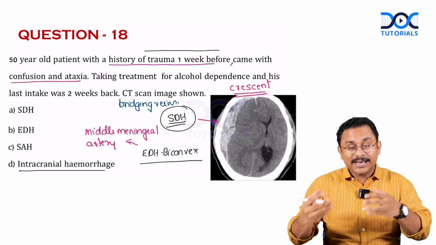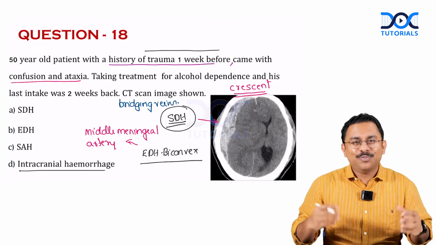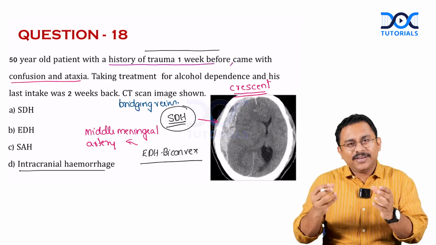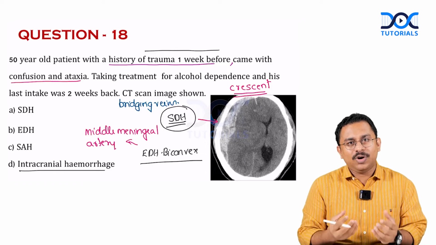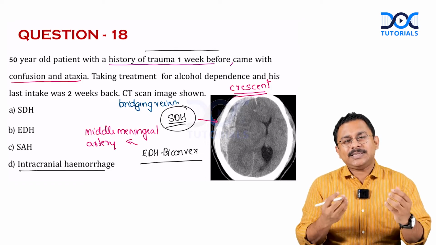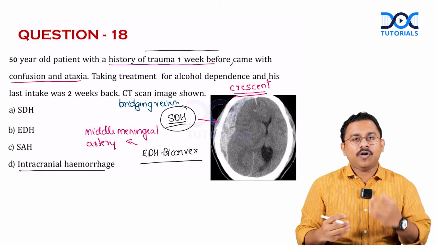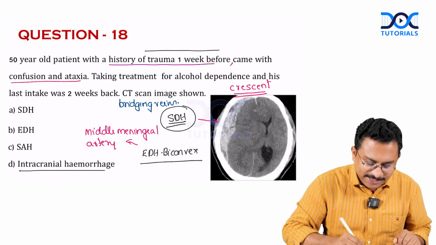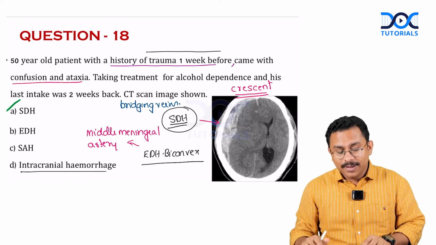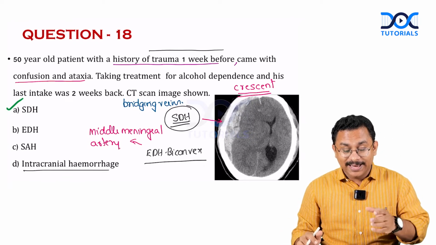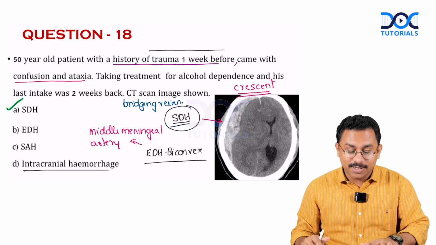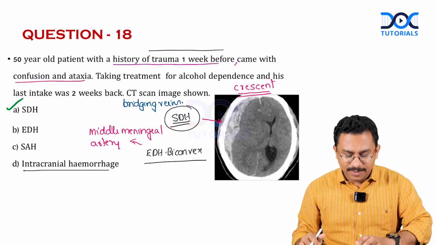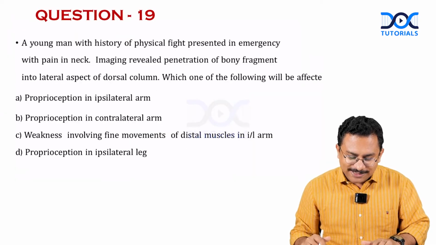One is an arterial bleed, one is a venous bleed. Obviously, arterial blood is at high pressure. Since the venous bleed is at a lower pressure, SDH might take some time for the symptoms to develop, and that is also one point suggesting that this is SDH. Also remember, SDH, unlike EDH, will definitely cross the suture lines. That is also a point you have to take into account. Okay, right. Moving on to question number 19.